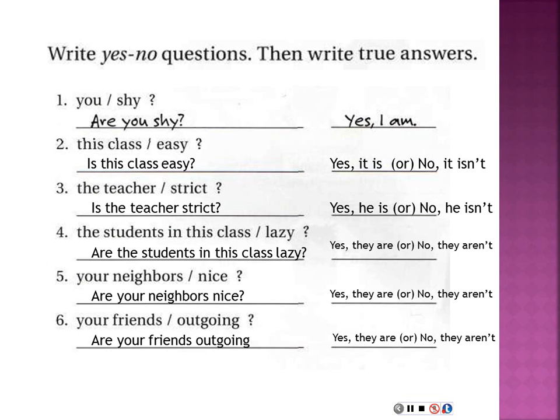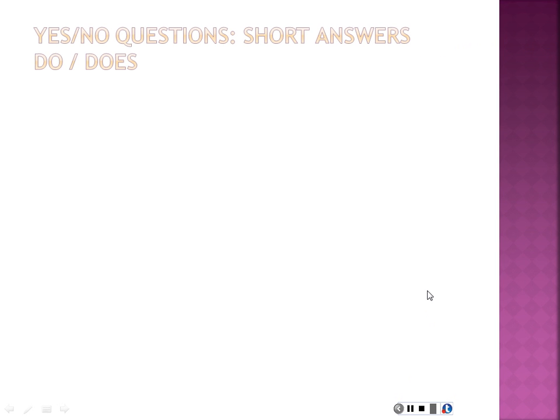أجوبة قصيرة. Now we will talk about short answers, but we will talk about short answers for do and does because we didn't talk about them. Okay, let's go to the next slide. Okay, in this slide, as I said, we will talk about yes no questions, but short answers concerning do and does. الأجوبة القصيرة مع do and does. We talked about short answers with verb to be. Now we'll talk about short answers with do and does.